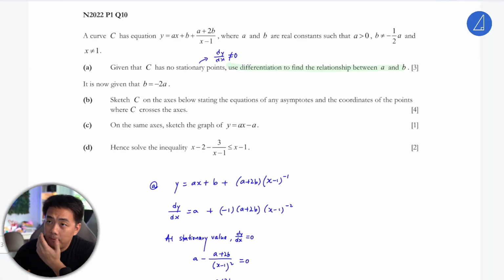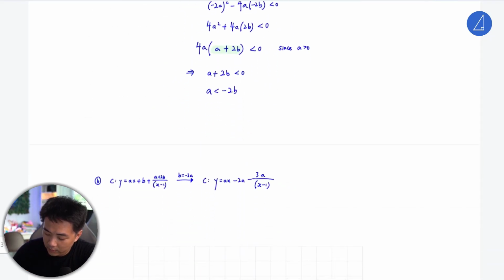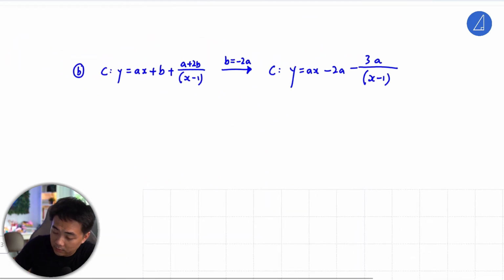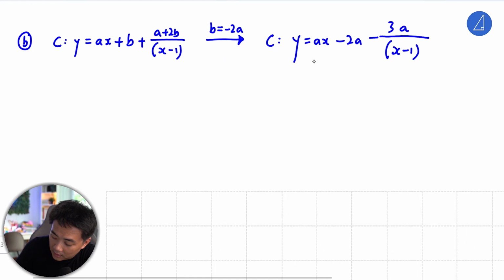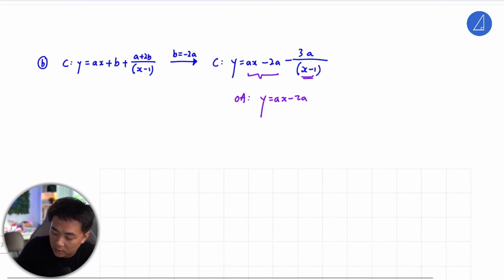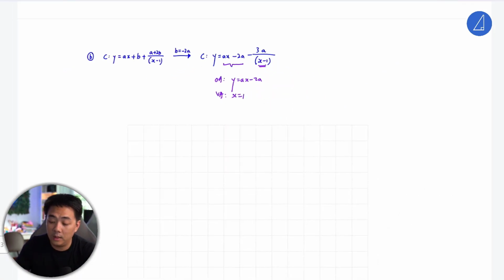Let's look at part b. It is now given that b is minus 2a. Sketch C. So we're just going to replace b with minus 2a, then try and sketch the curve. If I replace b with minus 2a, I think it's not hard to get this. Firstly, this is the oblique asymptote, which is y equals ax minus 2a. Then the vertical asymptote is where we have x equals 1, because it can't be divided by 0.